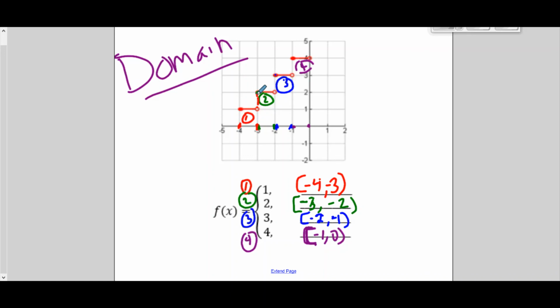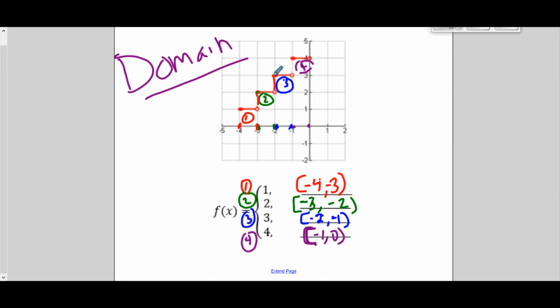So for function number 2, I start with a closed circle at -3. So those both shared -3. So this time it got a bracket because it was a closed circle, and it ends at -2. So it stops here at -2. So -3, comma -2. -2 had an open circle, so it gets a parenthesis. Then I step up to the next function. So I go up here. Here's the next piece of the function.